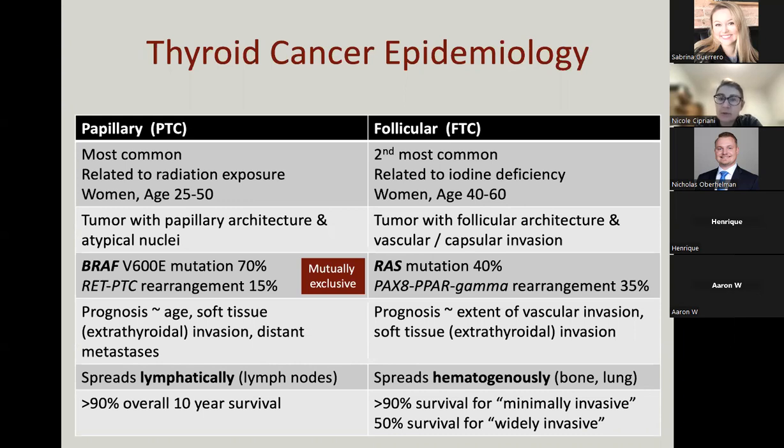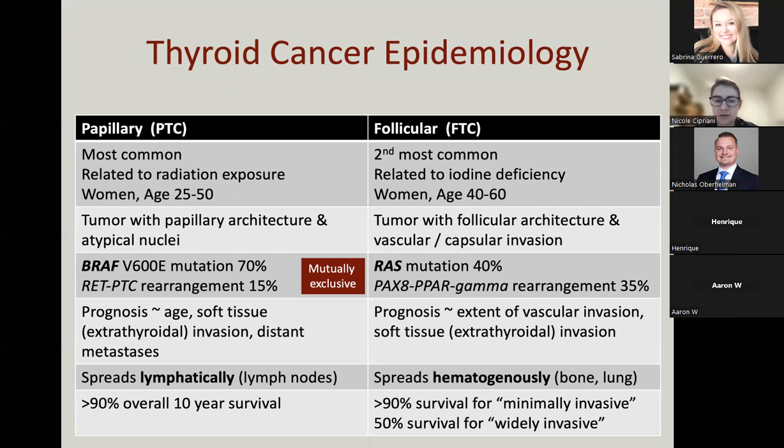Genetically, these are mutually exclusive, where papillary carcinomas tend to have BRAF V600E mutations, which is the same mutation that we see, for example, in cutaneous melanomas, as well as RET-PTC gene rearrangements, as well as some others, which we'll get to later. Follicular carcinomas tend to have mutations in the RAS genes, HRAS or KRAS, and rearrangements in the PAX8-PPAR gamma gene. So these are the top genes.